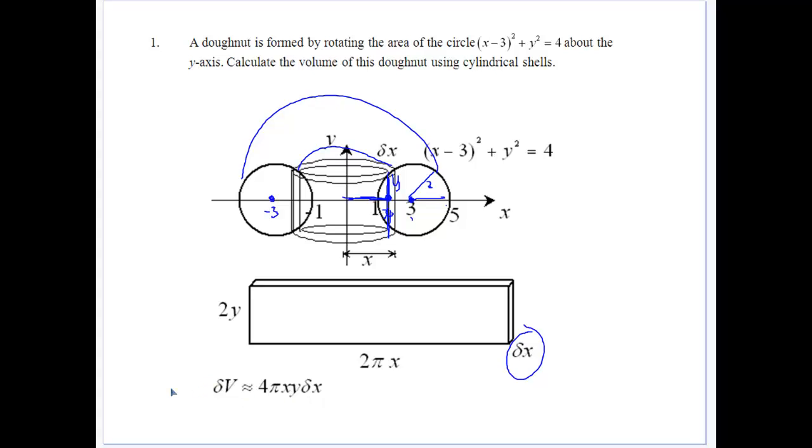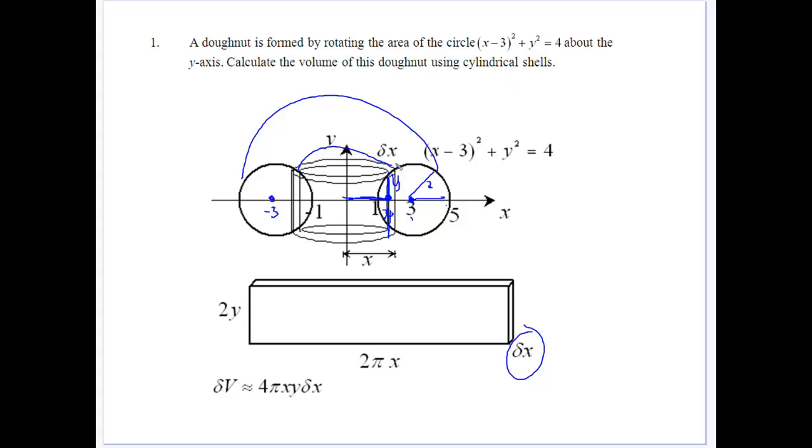We're now looking at some harder problems on volumes. The first one here, we've got a donut that's been created by rotating this circle around the y-axis. And then we're going to find the volume by using cylindrical shells.